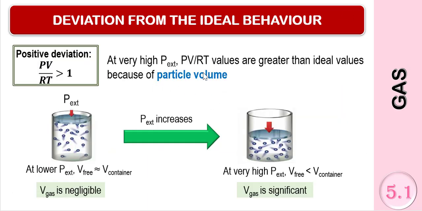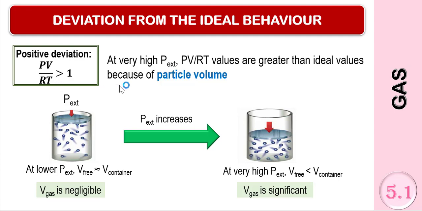This is due to the particle volume. At low pressure, the volume of the free space is about the same as the volume of the container because the size of gas particles is very small, so we can neglect the volume of the gas occupied in the container. But as the external pressure increases, we can see that the volume of the gas becomes significant because the free space in the container is smaller than the volume of the container itself.